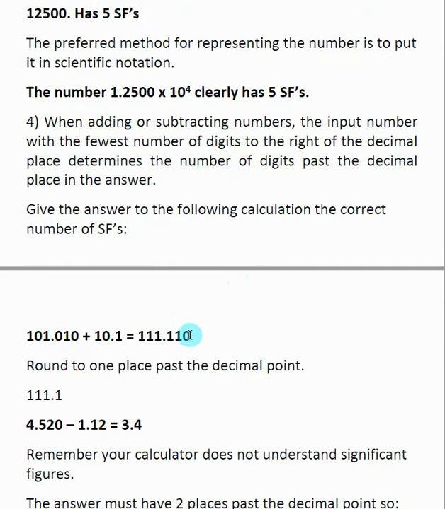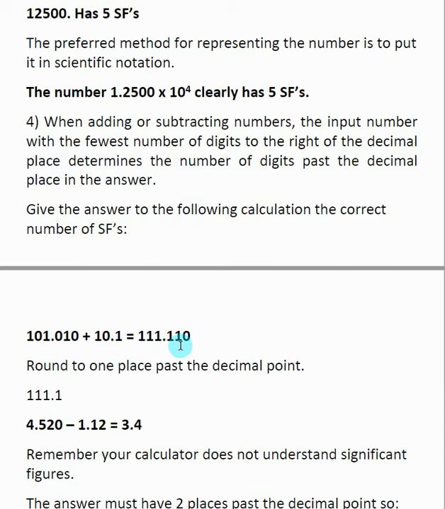I do a calculation and I say, I'm adding these 2 numbers together, and I say put the answer in the right number of significant figures. What I look at is how many digits are to the right of the decimal place. This one has 3 digits to the right of the decimal place. This one has 1 digit to the right of the decimal place. The one with the smallest number determines how many digits past the decimal place in my answer. This one has 3, this one has 1, so my answer can only have 1 digit past the decimal place. That's how the rules for significant figures work for when adding and subtracting.